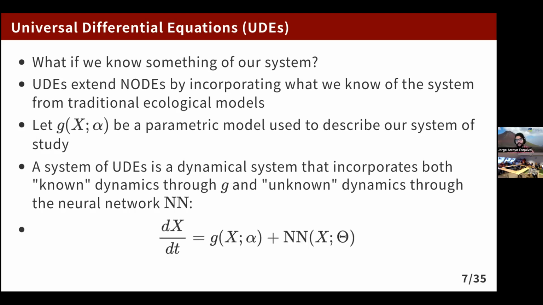So basically here, what we have is a differential equation where we partially know the dynamics through this function G, and whatever difference between G and the real dynamics of our time series is going to be absorbed by this neural network. So this helps us have the best of both worlds. We can get all of the information that we have from our function G, and we're learning new things with our neural network.